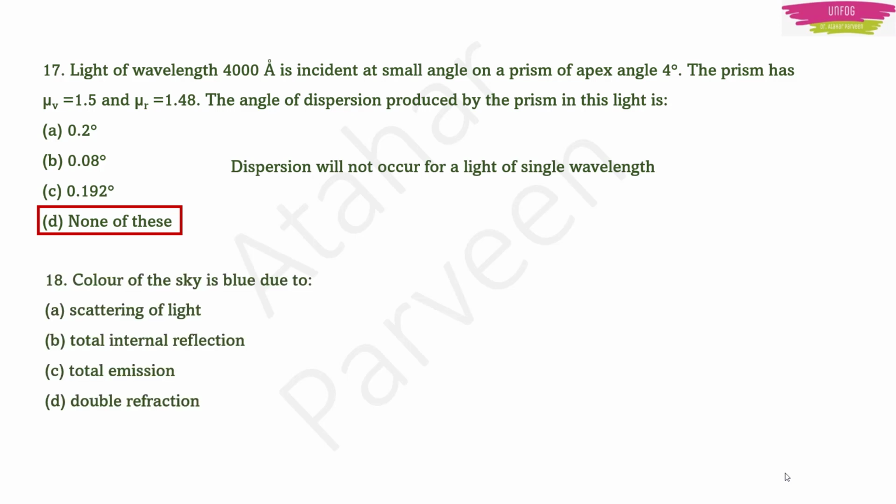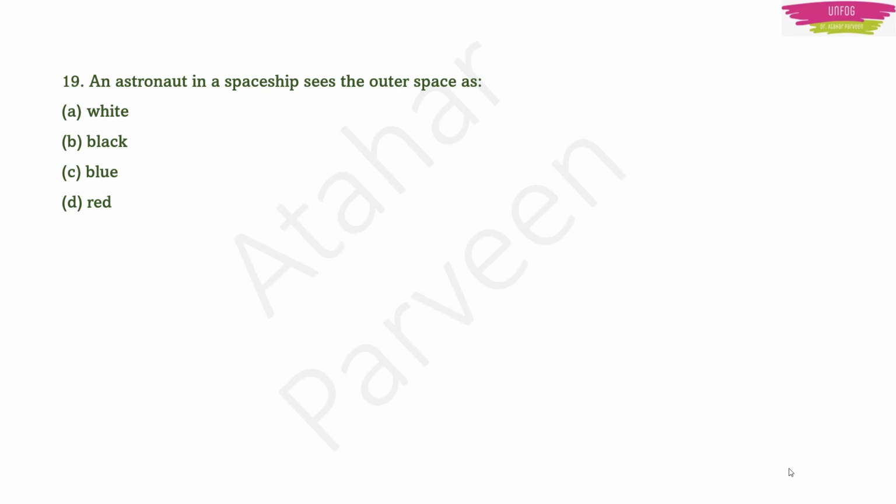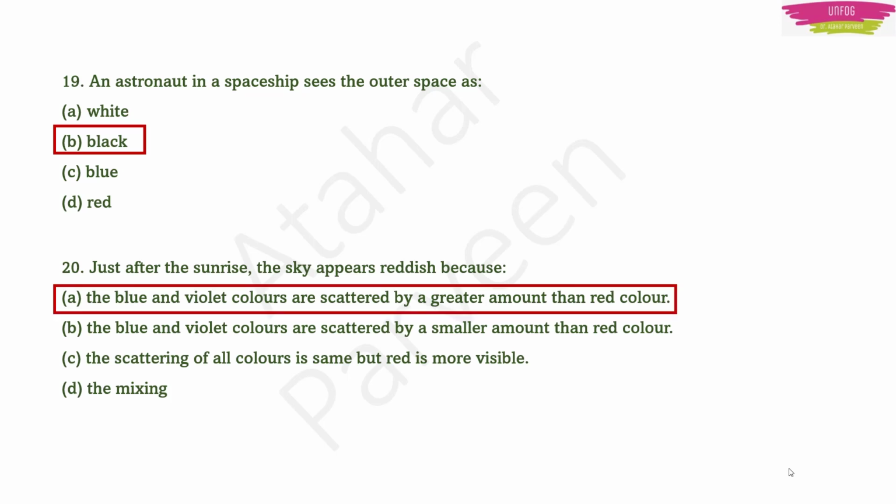Next question. The color of the sky is blue due to, yes, of course, scattering of light. Next question. An astronaut in a spaceship sees the outer space as black. No scattering, no color, therefore it will be black. Just after the sunrise, the sky appears reddish because blue and violet colors are scattered by a greater amount than red color.